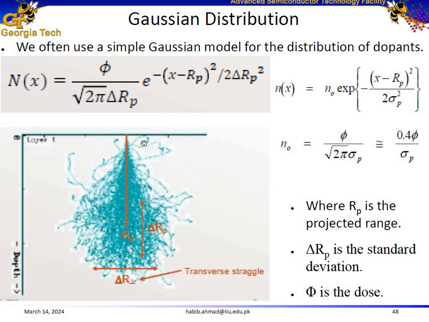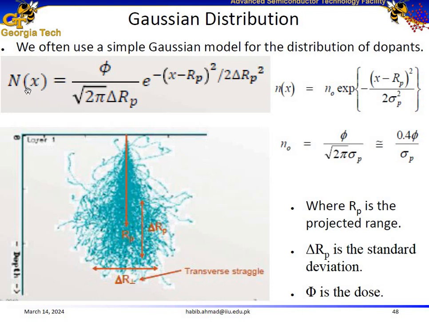We know that we have a Gaussian distribution of the implanted ions inside the target material. The point where we have the peak concentration, the distance from that point to the surface, is called the projected range. The distribution of these implanted ions in the direction of the ion implantation is called projected straggle, and the distribution of these carriers perpendicular to the direction of the ion implantation is called lateral straggle, or we can also call it transverse straggle.